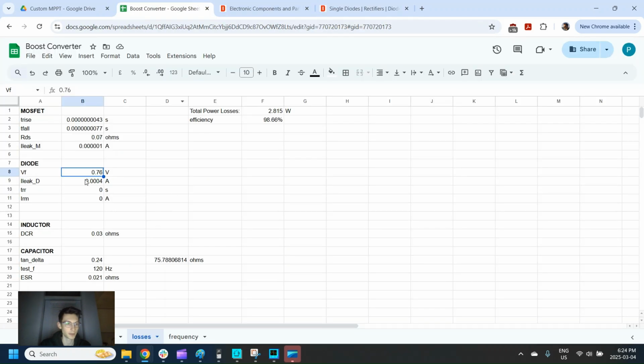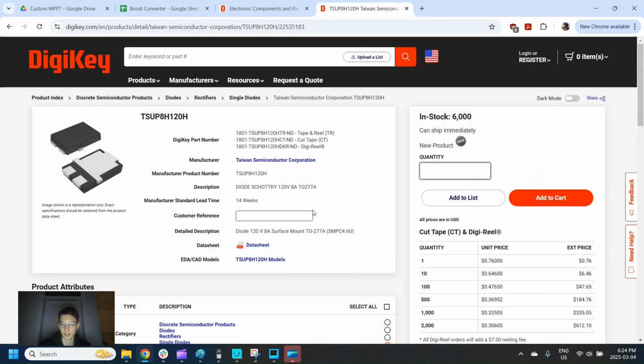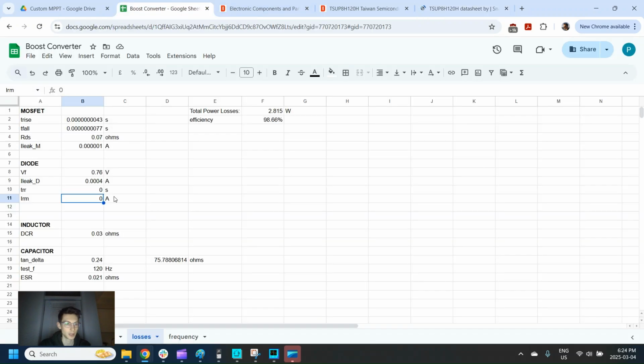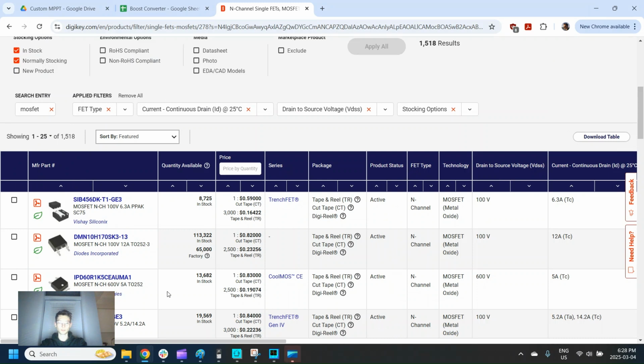And I can throw in the other stuff too, the leakage current, TRR, IRM. But I'm going to leave that out for now because I just want to do kind of a quick pass. But that'll all, again, be in the data sheet, and you can go through your calculation to find your switching losses. So the next thing we're going to look at here is MOSFETs.